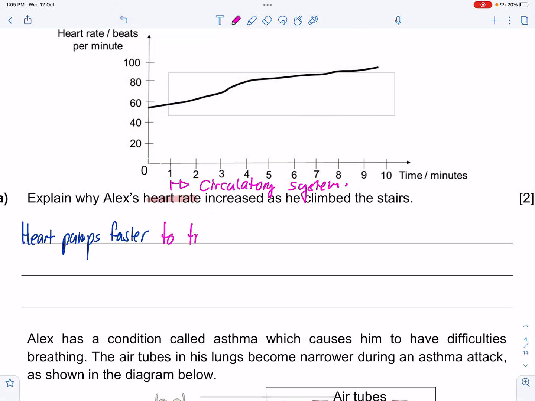To transport more. The key word here is more. Because whether you are exercising or you're not exercising, your heart is still transporting digested food and oxygen to your muscle cells. Okay? If you don't have the word more, wrong. Because you are basically telling me that if you don't exercise, no digested food and oxygen will be transported to your muscle cells. So more oxygen and digested food.